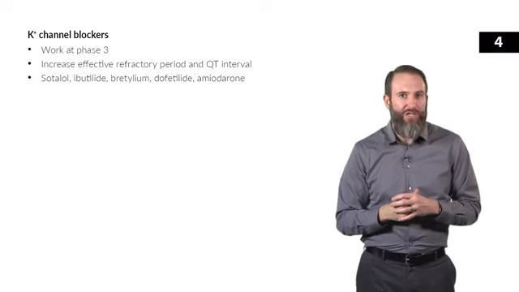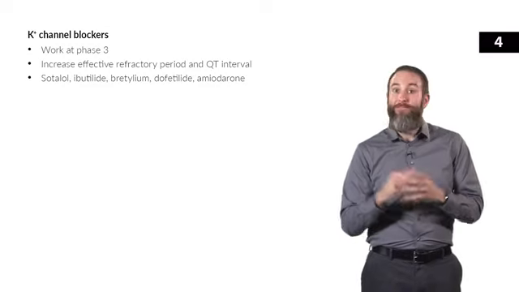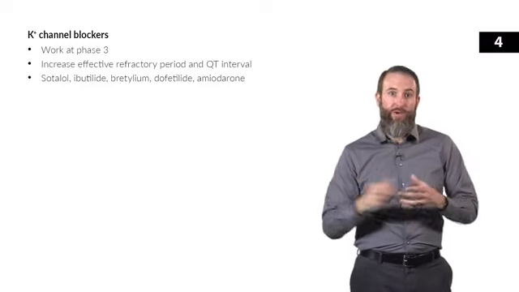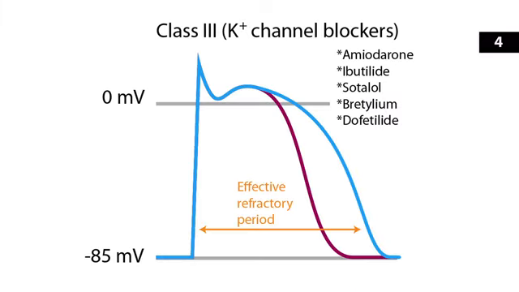Moving on to our potassium channel blockers. These are the class 3 drugs. Potassium channel blockers are working at phase 3, so that's easy, class 3, phase 3. It slows down the release of potassium, thereby elongating the effective refractory period. These drugs increase the action potential duration and the QT interval.